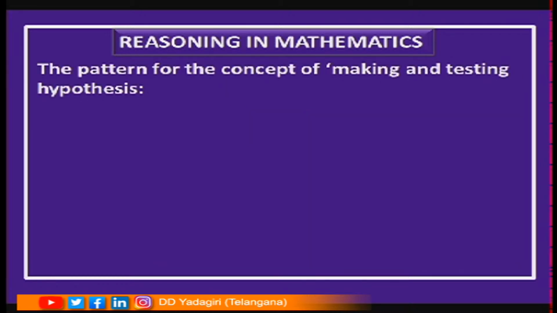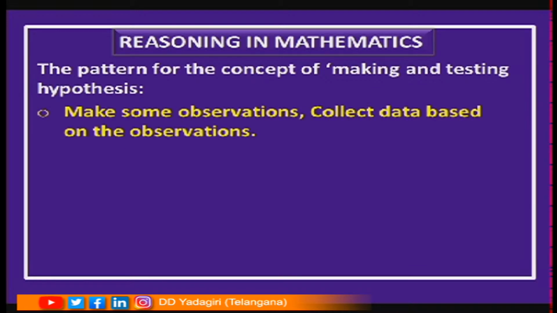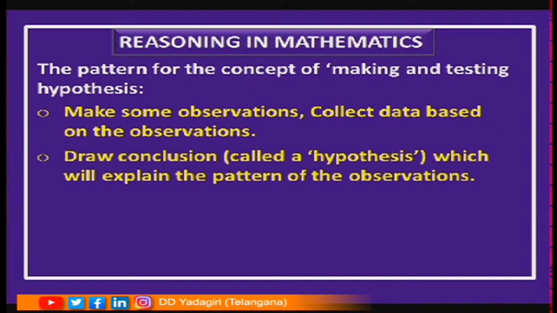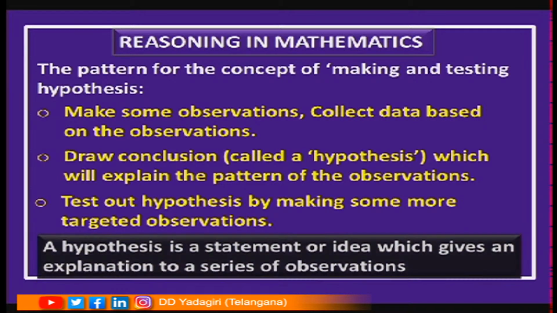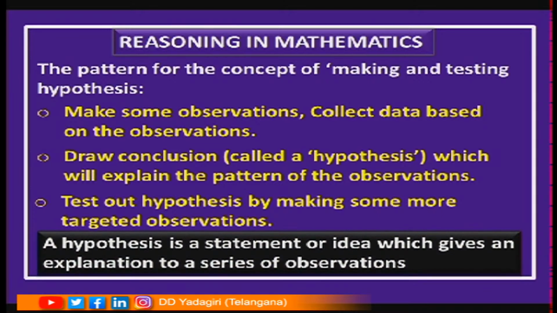So, children, now let us see the pattern for the concept of making and testing the hypothesis. For that, the most important thing is make some observations, collect data based on the observations collected. Okay, children. Then draw conclusions which will explain the pattern of the observations. Then you need to test out the hypothesis by making some more targeted observations. So, children, here hypothesis is a statement or idea which gives an explanation to a series of observations.